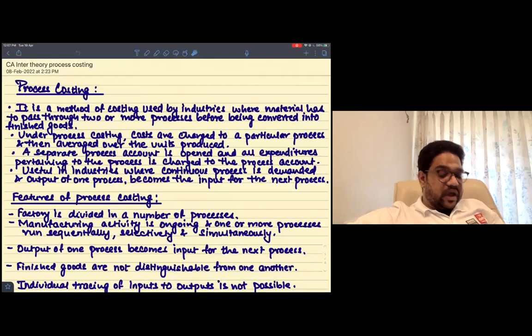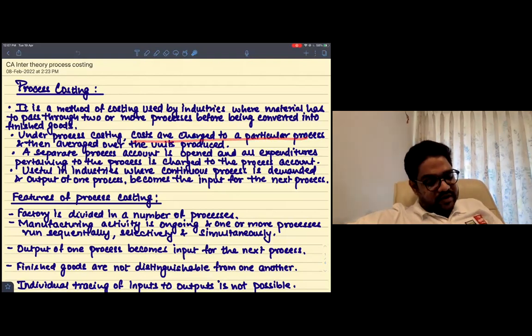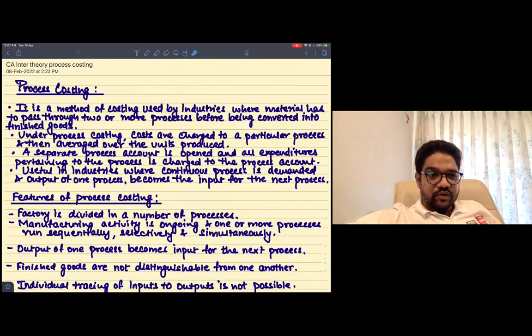Okay, next up, what we have is process costing. Again, it is a method of costing where the manufacturing process is done in various processes and passed through multiple processes before it is converted to finished goods. Some features of process costing are given. Costs are charged to a particular process, and then it is averaged by the number of units produced, and there is a separate account for each and every process.